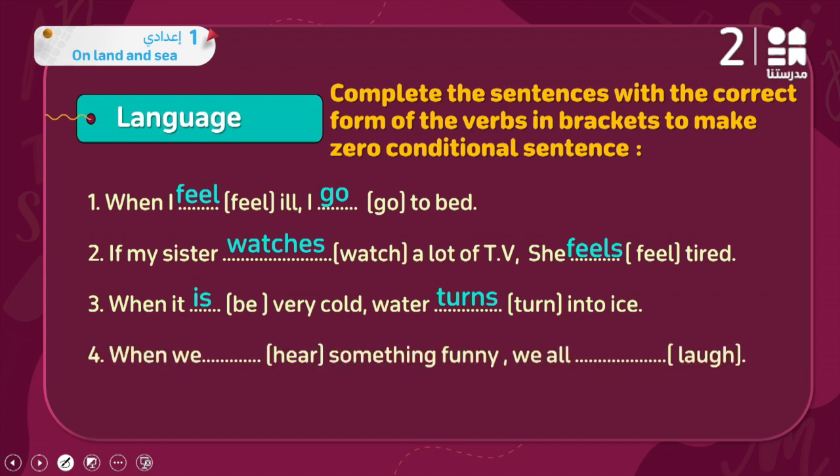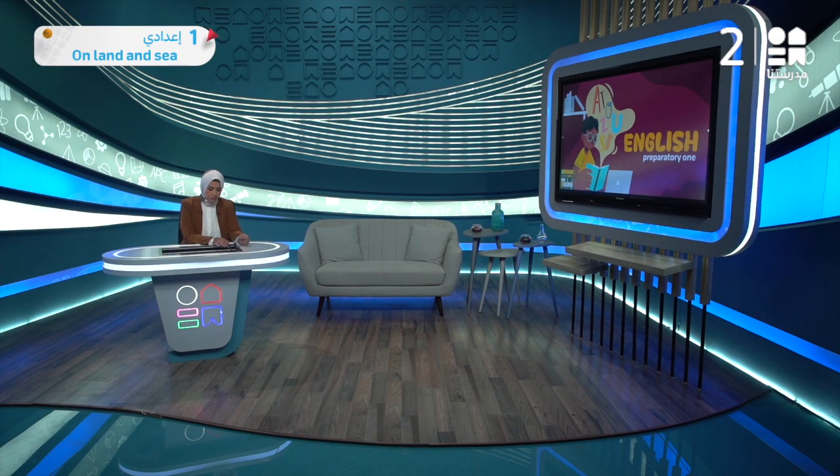When we hear something funny we all laugh. يبقى we. Can I add s with we? Of course not. يبقى when we hear something funny we all laugh. لما بنسمع حاجة funny أو مضحكة أو لطيفة بنضحك. طيب.